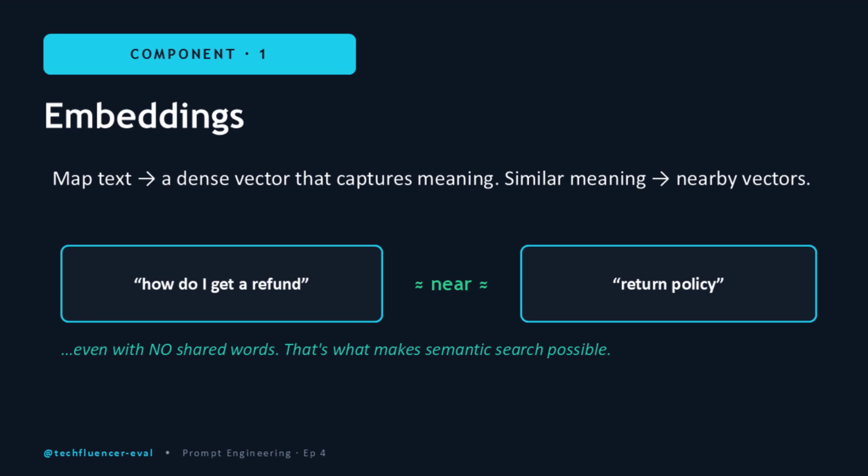First, embeddings. An embedding model maps text to a dense vector, a list of numbers, that captures meaning. The key property: text with similar meaning lands close together in that vector space. How do I get a refund and return policy end up near each other, even with no shared words? That's what makes semantic search possible.